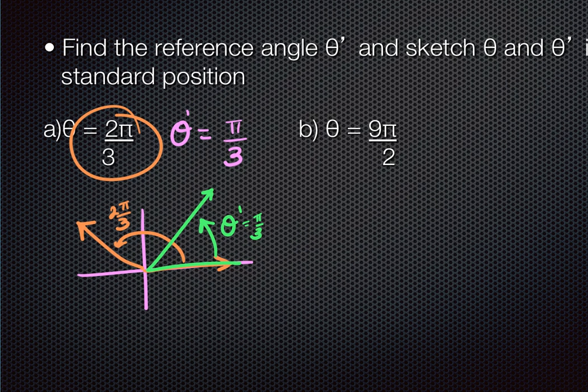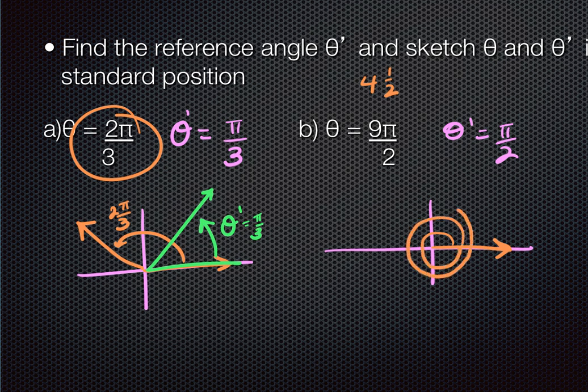Go to B, 9 pi over 2. What would be the reference angle? Pi over 2. How do I get to 9 pi over 2? Go back to what we did last week. What's 9 over 2? 4 and 1/2. So we would go around once, that's 2. Go around twice, that's 4, and it would be at the top. That would be 4 pi, that would be 4 and 1/2 pi, or 9 pi over 2. The reference angle is just 1 quadrant, pi over 2.